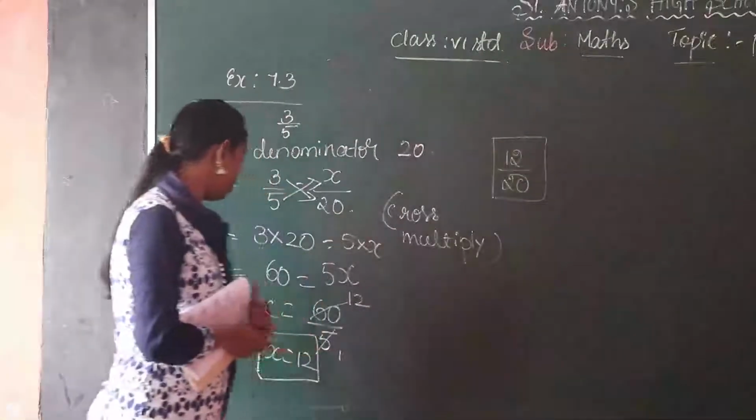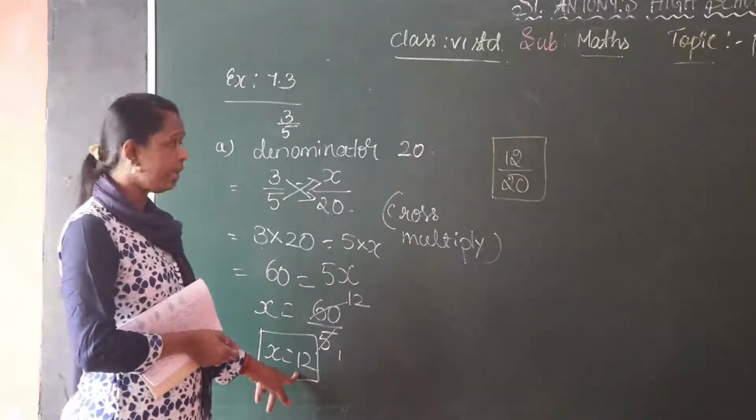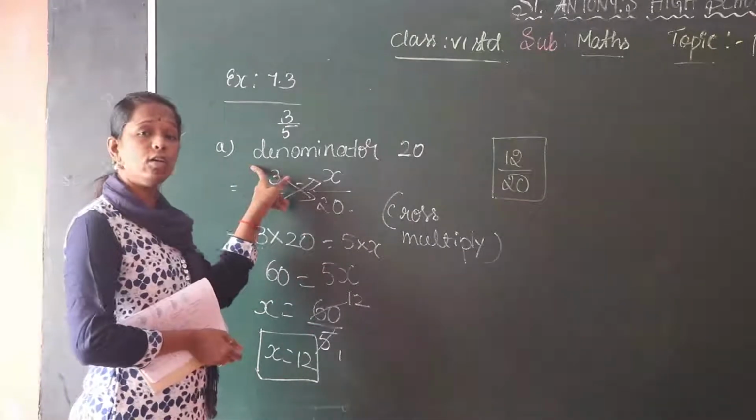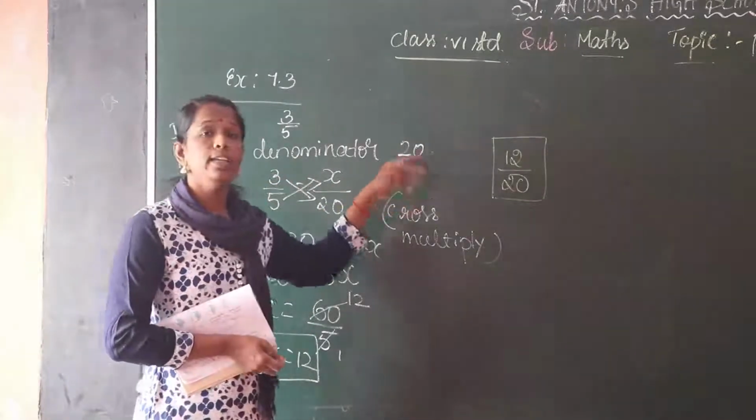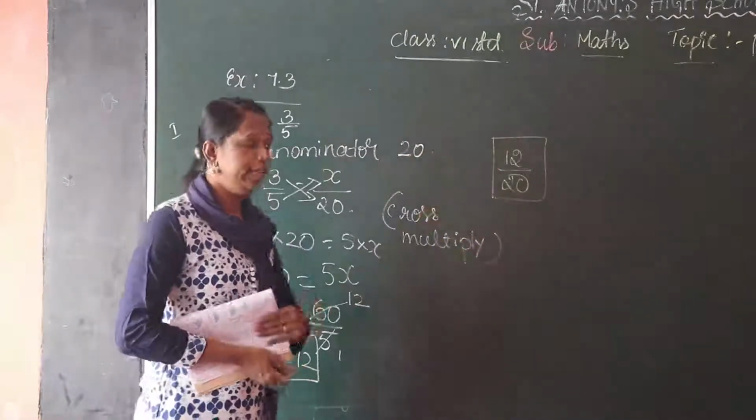We can solve it from cross multiplication and we get 12 as the numerator. They have already given the denominator, that is 20. The equivalent fraction is 12 by 20.